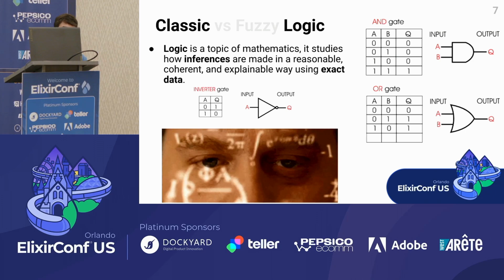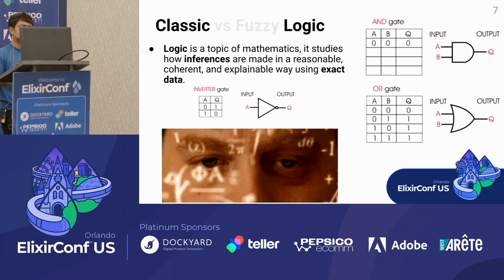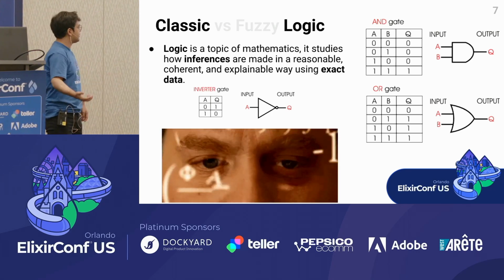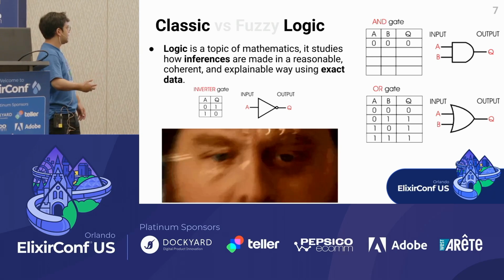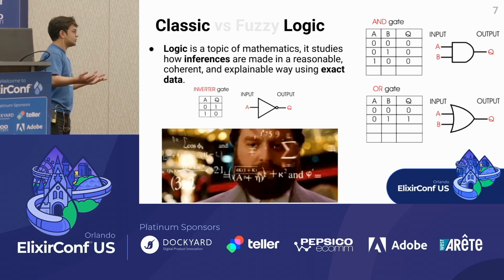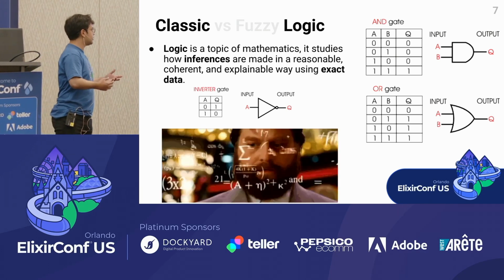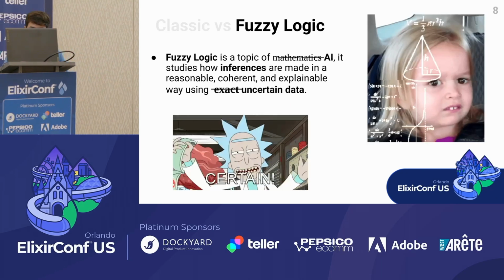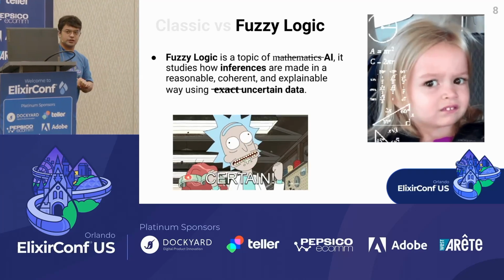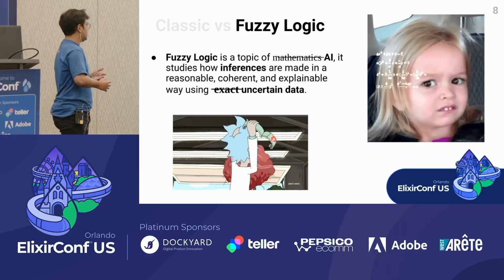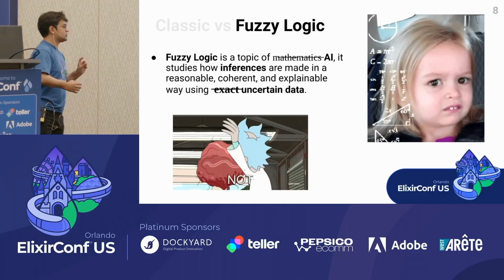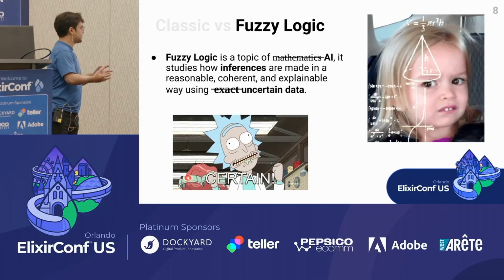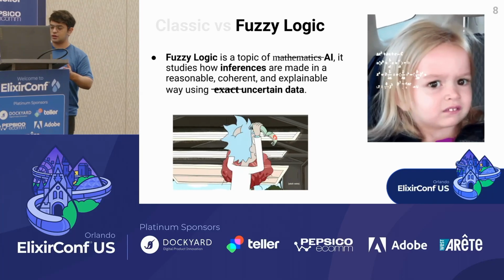Then let's start by comparing with what classic logic is. Classic logic is a topic in mathematics. It studies how inferences are made in a reasonable, coherent, and explainable way using exact data. We all know the truth tables and how they work. We know the operators: the NOT, the OR, the XOR. There is nothing new here. But what is fuzzy logic? Fuzzy logic is a topic of AI. It also studies how inferences are made in a reasonable, coherent, explainable way, but using uncertain data. This is the catch. Fuzzy logic gives you a way to model uncertainty. And how do these frameworks do that?